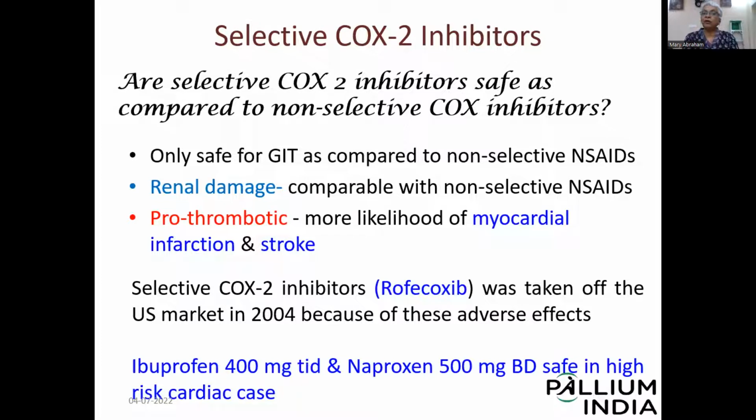In fact, the COX-2 inhibitor rofecoxib was taken off the US market in 2004 because of these adverse effects that were reported. So in such patients who have a high risk for atherosclerosis and high risk of thrombotic events, then the drug of choice would be ibuprofen and naproxen.